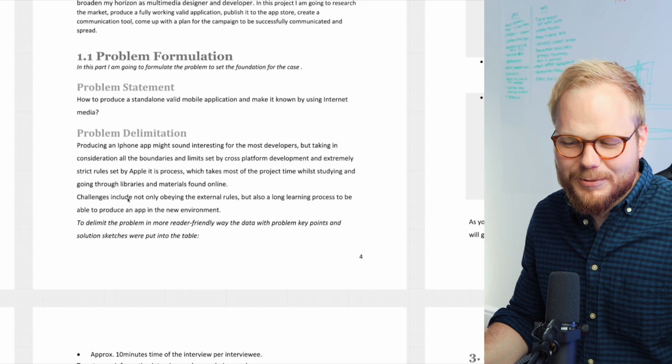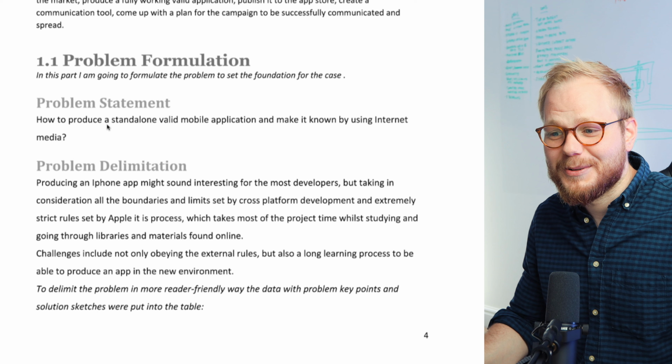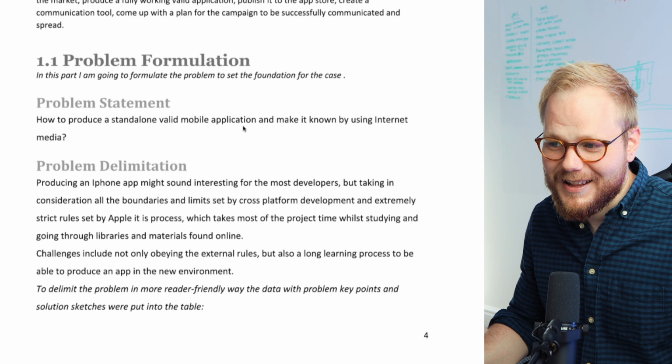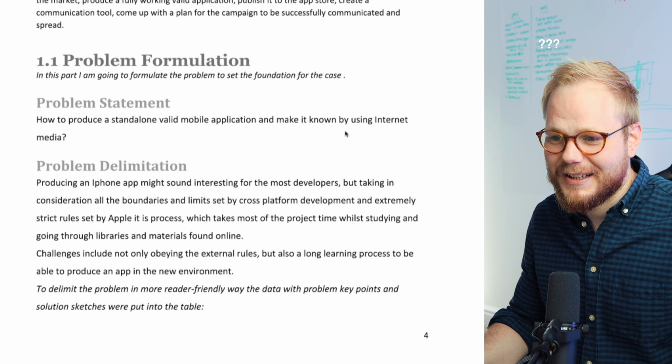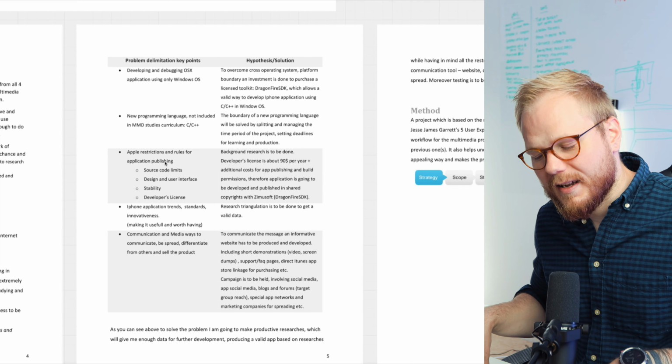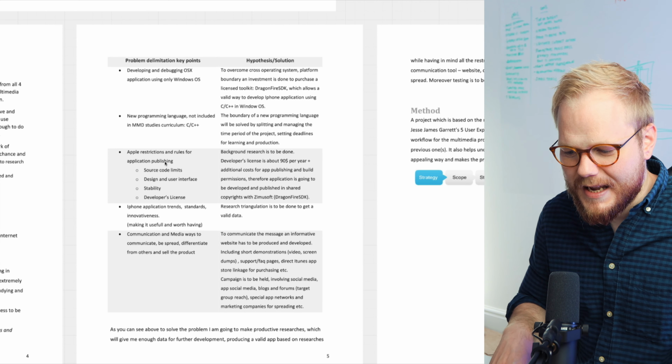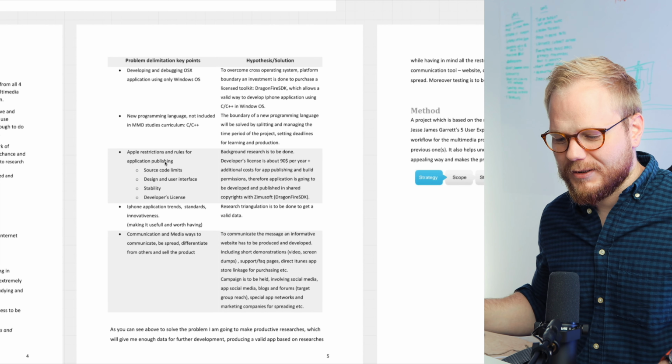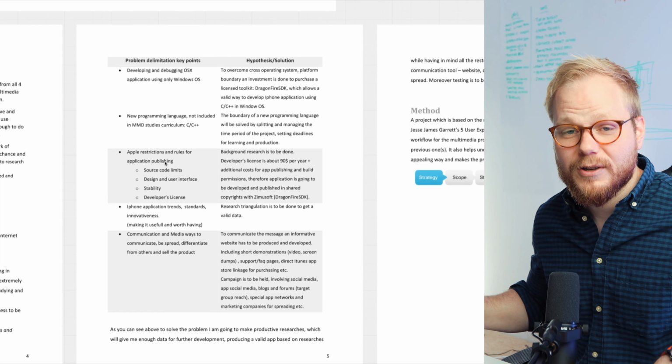And immediately this was such a waffle: basically, how to produce a standalone valid mobile application and make it known by using internet media. And the bad thing here is that I picked the tech stack. I knew that I wanted to prototype an app and I was passionate about fitness, so I was like, yeah, I'm just going to make an app and figure out the UX later. This is the completely opposite approach.